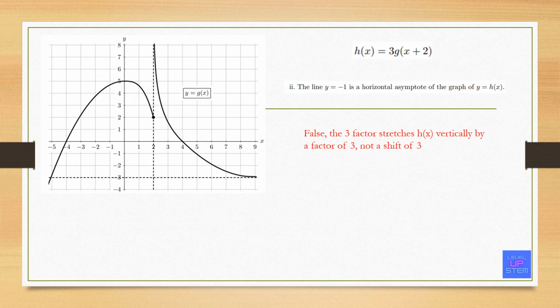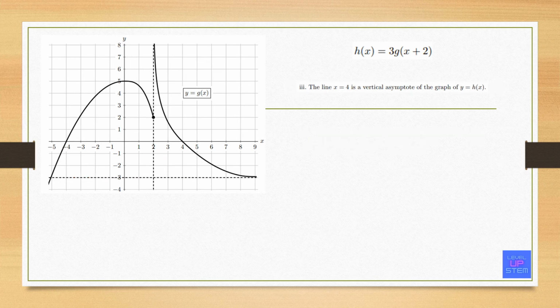So this one's actually false because that 3 factor in front of g actually stretches it vertically. I know some people might think, well, this is at -3 right here, so wouldn't that just shift up by a value of 3? And it's actually multiplied by a value of 3, right? So that wouldn't be just 3 square units. It would be, I guess, 9 in this case, because it's multiplied by that 3. So that would be false on that one.